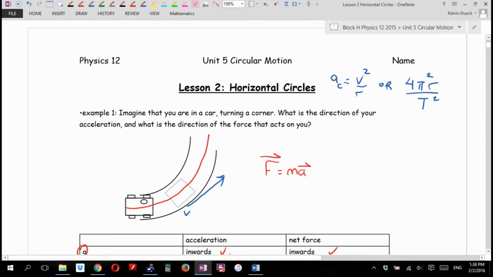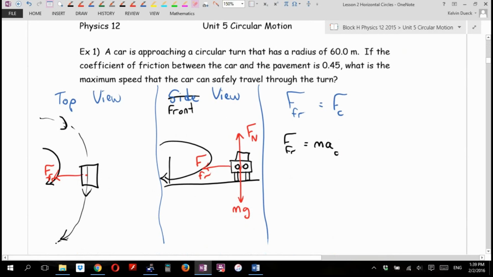What's this question asking me to find? Oh, I think I want to use the one that's got a speed in it. If this question asked how long to go around the corner, how many seconds, I'd use the one that's got a time in it. Is that okay? So, I'm going to argue v squared over r. Now, the rest hasn't changed.